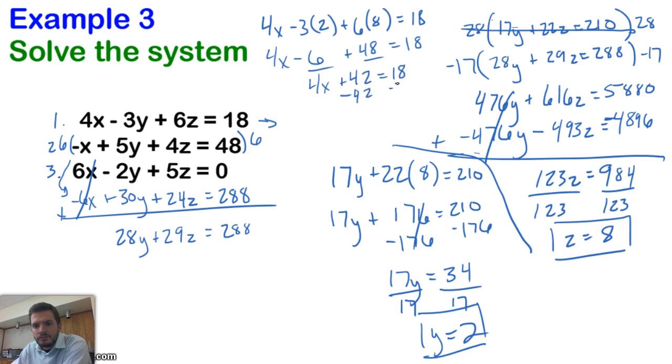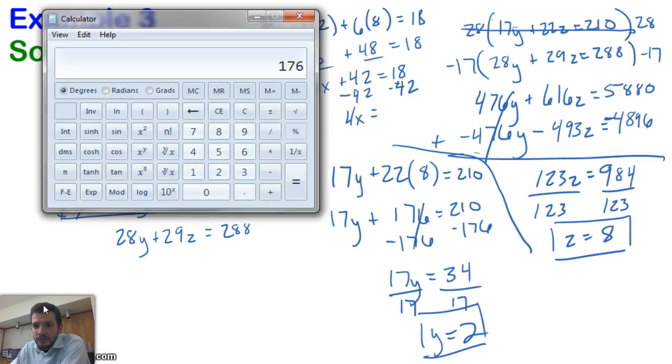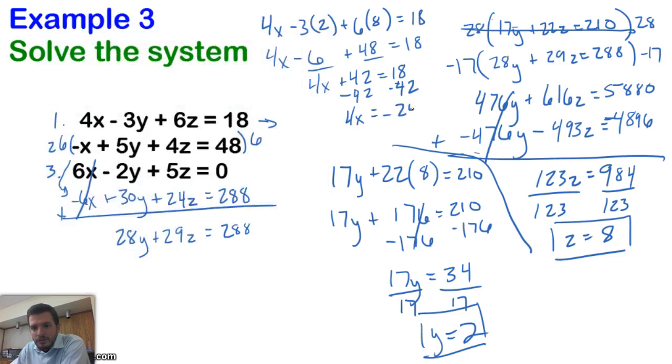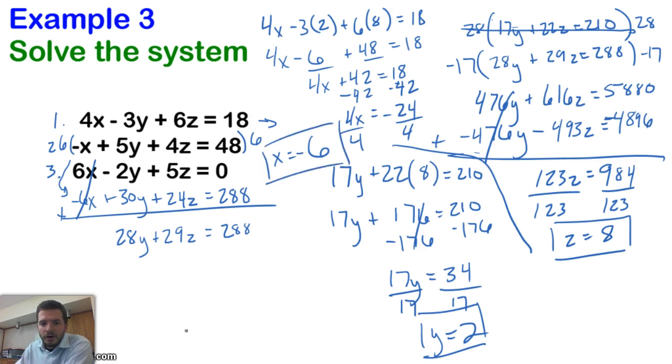Subtract 42. So 18 minus 42. Oh man, guys, I'm struggling. I'm sorry, I am tired. 18 minus 42, negative 24. So divide by 4. So x equals negative 6. So there are 3 answers. I'll go ahead and write my ordered triple. So it'll be negative 6, comma 2, comma 8. Whew, man, that was a big one.